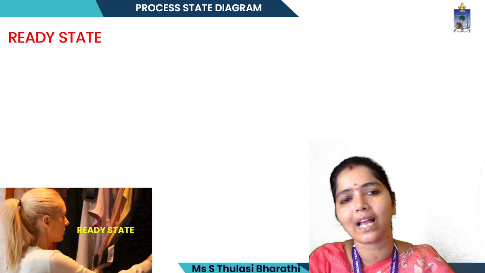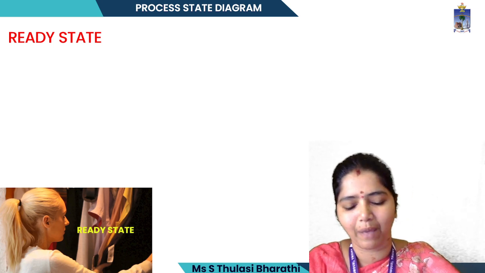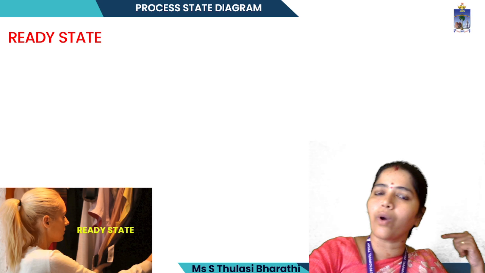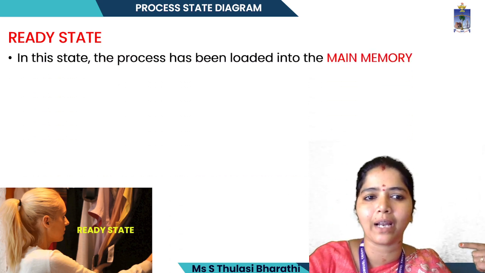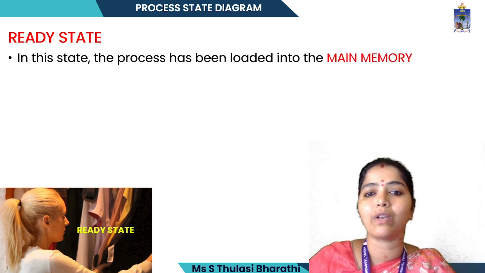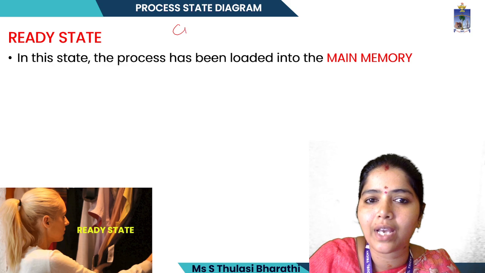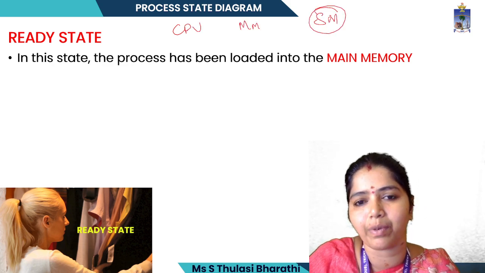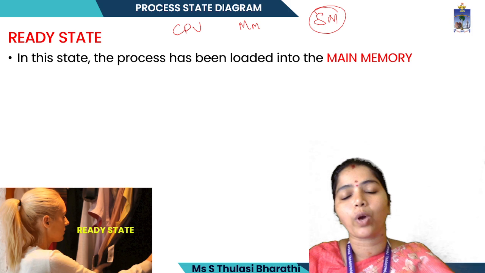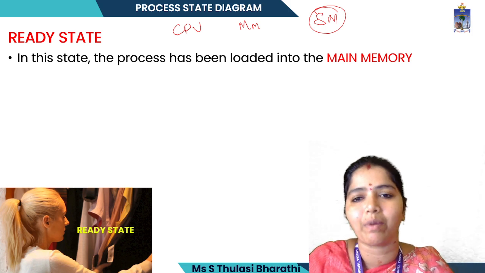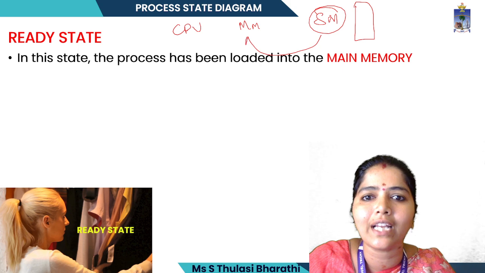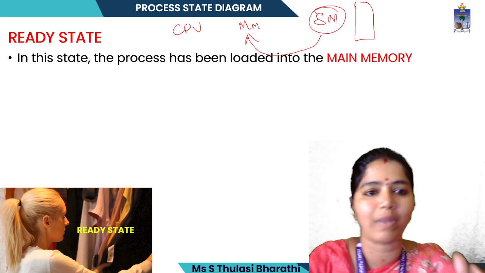So what is the ready state? I have packed my things, packed my bags, everything is set ready, so that going to college or going to work can be done. In this state the process has been loaded into the main memory. So here I have the CPU, here I have the main memory, here I have the secondary memory. Here I have a list of jobs that will be loaded into the main memory to make it happen.